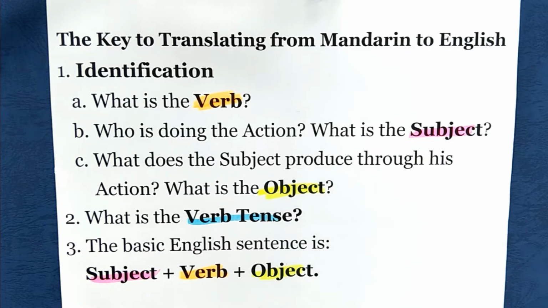2, what is the verb tense? That's very important in English. Verb tense, color that blue. All right, and just remember again, the basic English sentence is subject plus verb plus object. Remember, there are 2 objects. An indirect object is the person receiving the action, and the direct object is usually a thing.